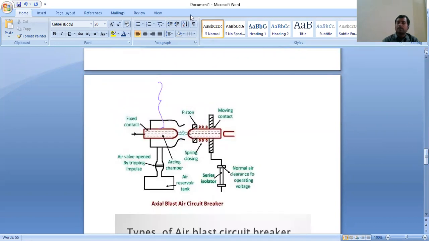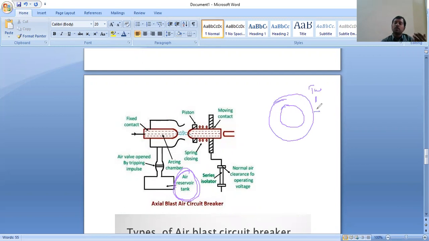So this is nothing but an axial blast. These are the parts in the construction. This is the air reservoir tank. For example, you know very well about the tires which are used for two-wheelers or four-wheelers. Tires are nothing but, with a high pressure, air is sent to the tubes of the tire, and these tubes are nothing but air reservoirs.